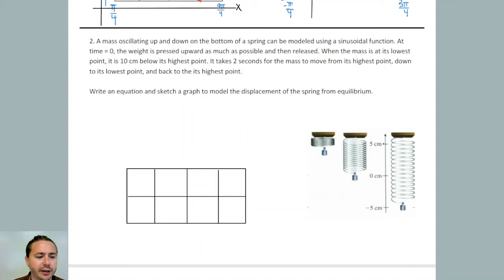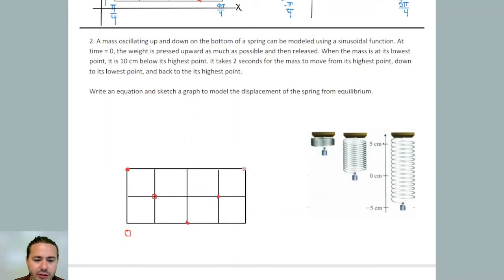So here's my little grid. We're going to start at a maximum because it says at time equals 0. So when time is 0, the weight is pressed upward as much as possible. So we're going to start at a maximum. And then when we release it, the mass is going to go down and then eventually go back up. So we get this nice little cosine function here.